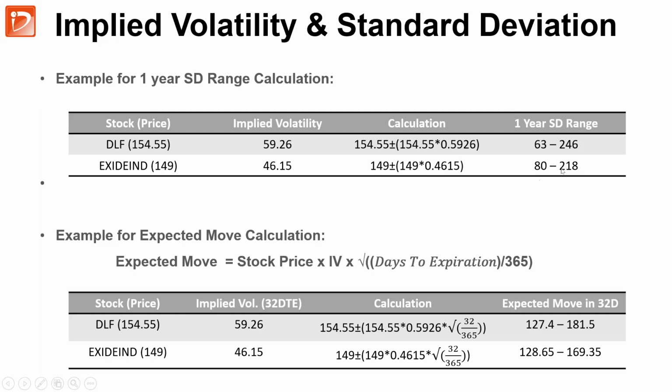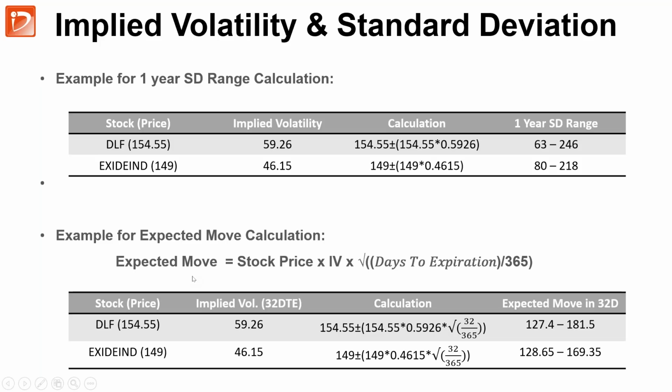Correct. So this will give you a 1 year standard deviation range. Based on this, what the market is saying is that within 1 year, the market will stay within this range with a probability of 68.2%, because that is the standard deviation range probability, right? So similarly, the calculation for Exide India, this will be the 1 year standard deviation range.